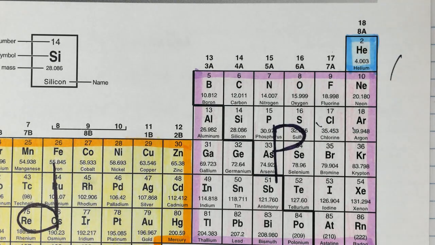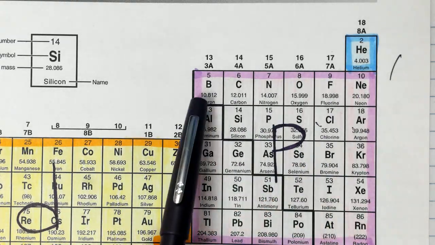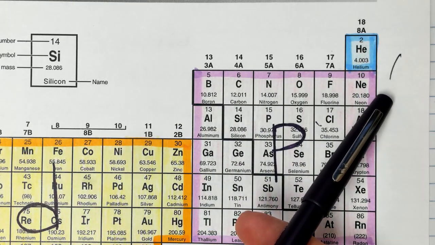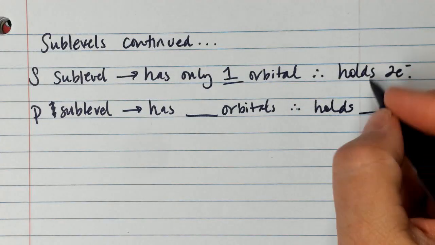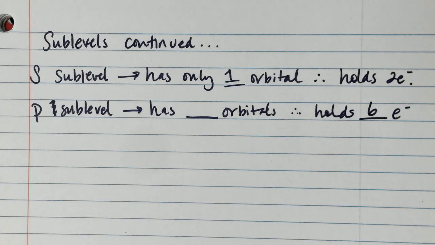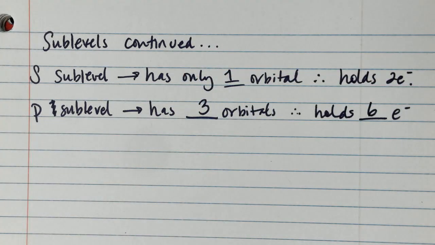Okay, if I'm looking at my colored periodic table, the P sublevel has 6 spots. That means it can hold how many electrons? It can hold 6 electrons. And to hold 6 electrons, I would need how many orbitals? 3. I just need to divide by 2, so that gives me 3 orbitals must be present there.